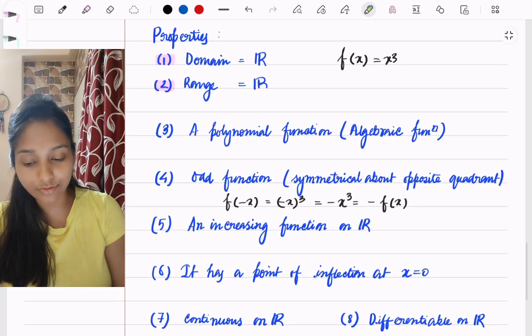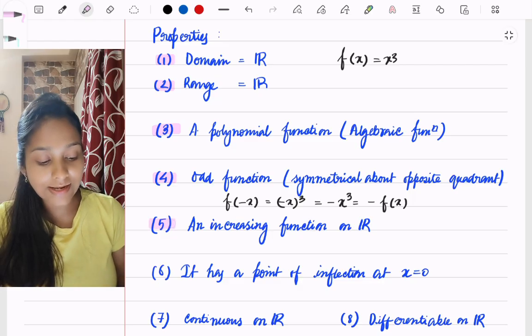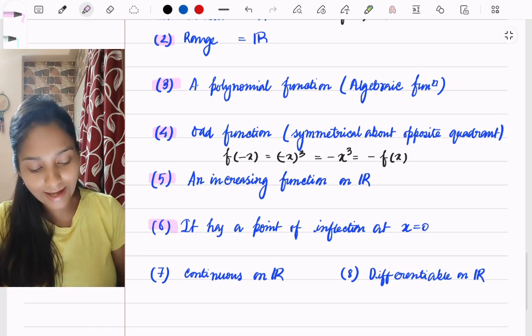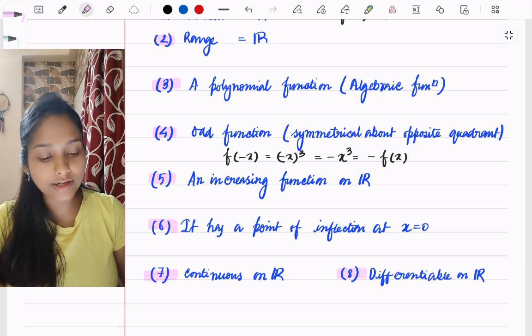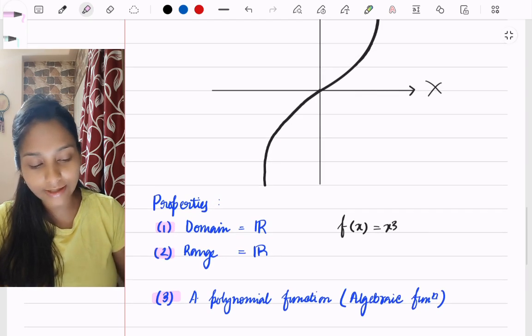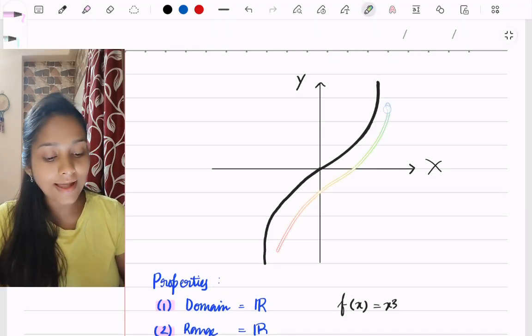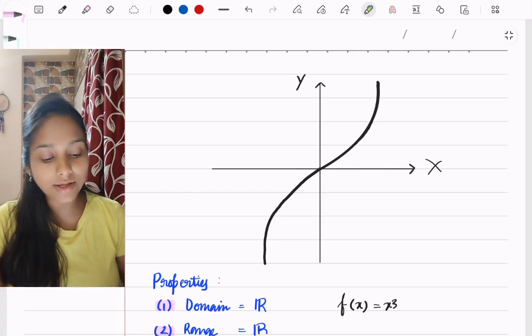Next, it is an increasing function. So we have proved it. And next, it has a point of inflection at x equals 0. And lastly, it is continuous and differentiable on R. For continuity, we can see that we can continuously draw the graph of this function. And as this graph has no sharp edges, it must be a smooth function, or a differentiable function.